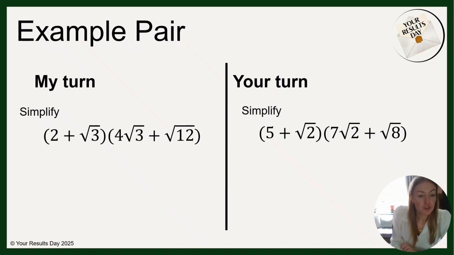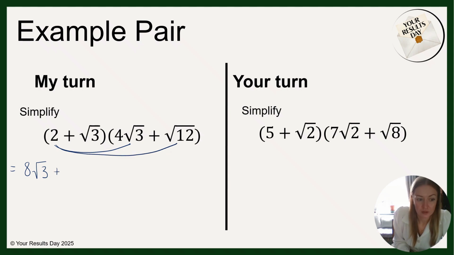When we multiply double brackets, so as you can see, we've got one bracket here next to another bracket, we have to multiply everything in the first bracket by everything in the second bracket. So I'm going to do this one at a time. I'm going to start with the 2, and I'm going to multiply it by 4 root 3. That will be 8 root 3. Back to the 2, and we're going to multiply it by root 12. So that would be 2 root 12. So that's the 2 has been multiplied by both terms in the second bracket.